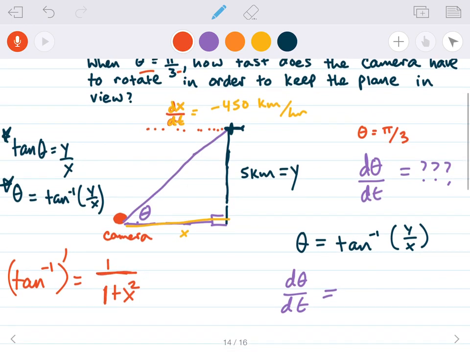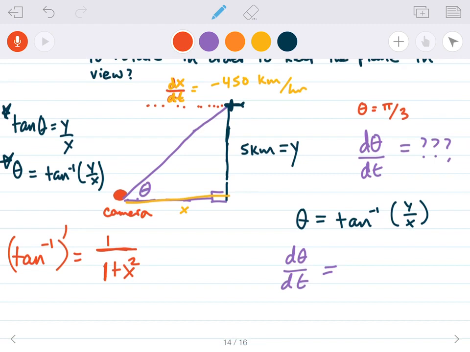So one thing that we can do before we take the derivative of the right side, to make this simpler, we can just say, okay, well, y is constant. It's always flying at this constant altitude of 5 kilometers. So I'm just going to plug in 5 right here for y. And so if I take the derivative using the chain rule, right, because I have an inner function 5 over x and an outer function tan inverse of x, well, using the chain rule, what do I get? Well, the derivative of tan inverse is just 1 over 1 plus x squared.